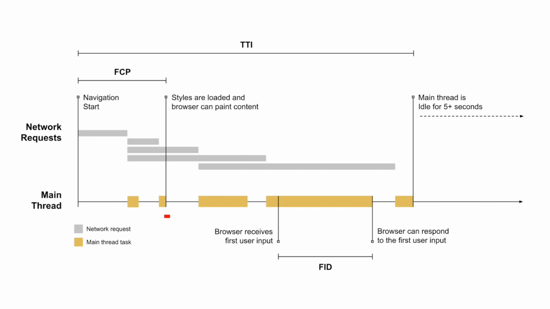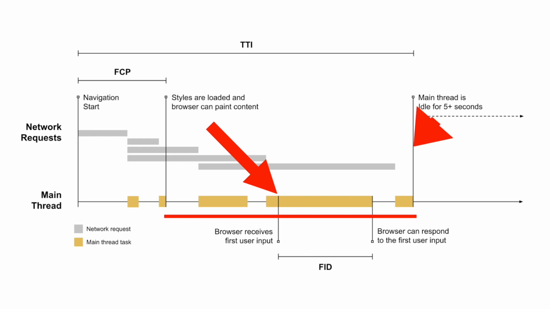Now let's look at this image. As we can see, the main thread is busy executing the resources. Let's assume a user clicked on a link or a button at the beginning of this longest task. As the input occurs while the browser runs a task, the browser must wait until the task completes before responding to the input. The time between the user input and when the browser responds is known as first input delay.